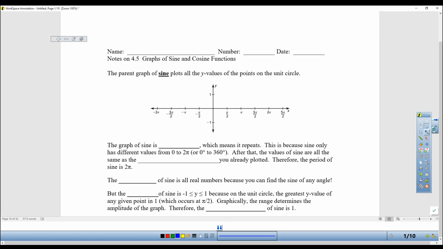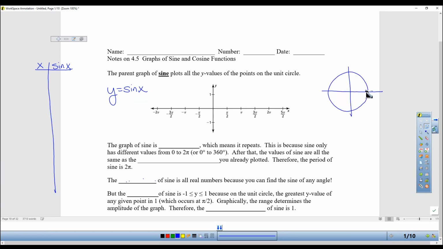you'll like it. So we're going to make a graph the same way we would make any graph that we didn't know how to do. We're going to plot points. So our function is y is equal to sine of x. I'm going to pick an x value, and then I'm going to do sine of x. And I'm going to think about it in terms of the unit circle. So I'm going to start at 0 and work my way around.